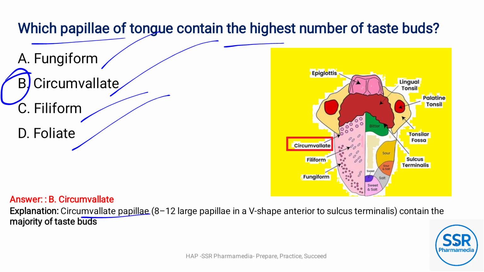So circumvallate papillae, nearly 8 to 12 large papillae in a V-shape anterior to the sulcus terminalis, contain the majority of the taste buds. So the majority of the taste buds are on the back side of our tongue, so more taste buds are present there. That area will feel bitter taste, the middle used to feel sour taste, and the tip of the tongue will feel sweet and salt taste.